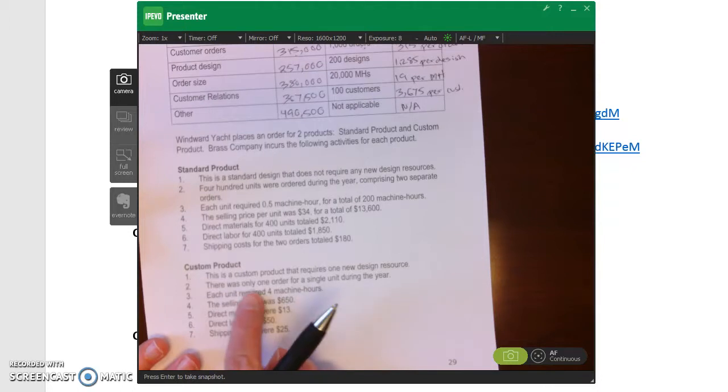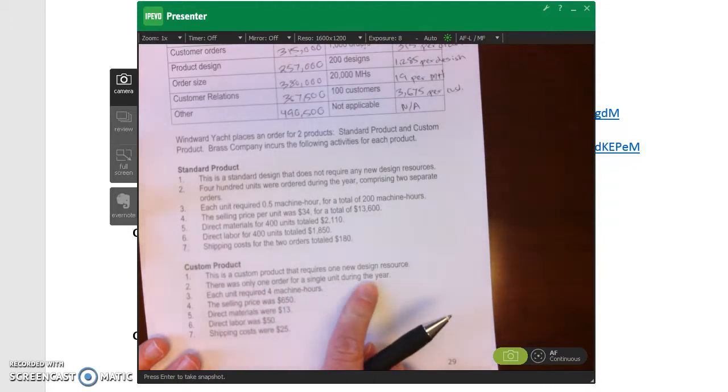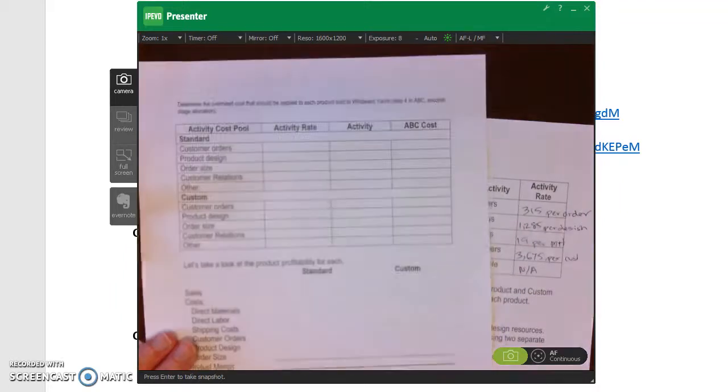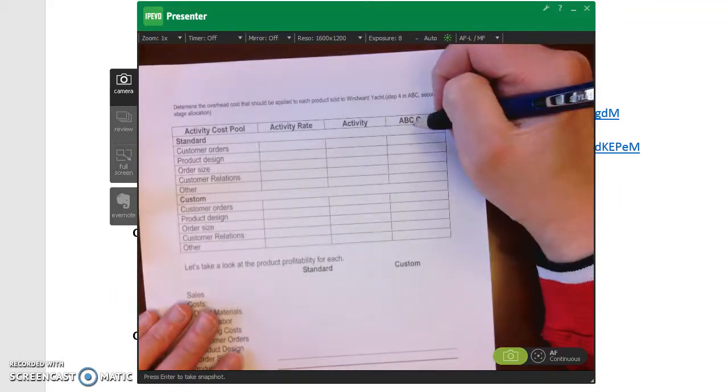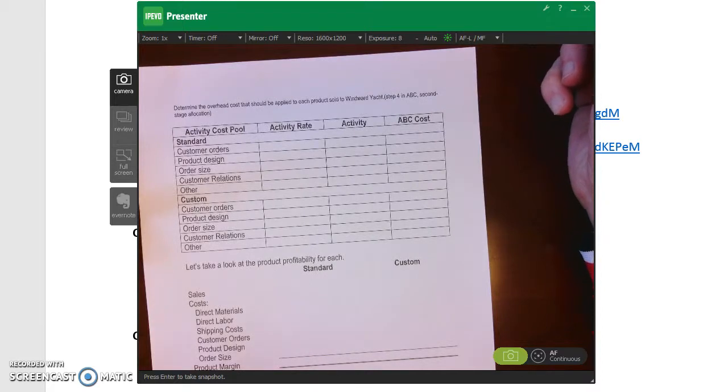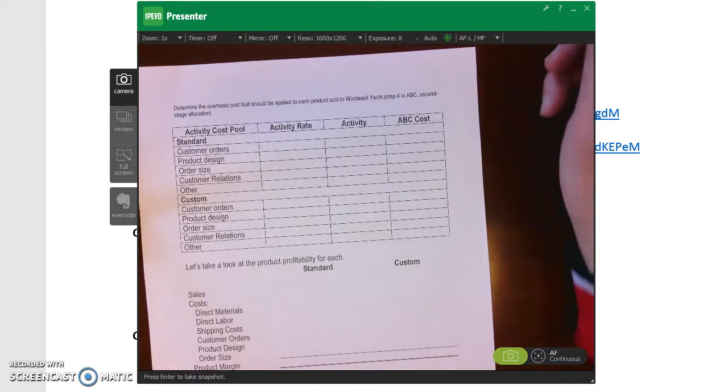Okay, this was one order for a single unit. Okay, so it's one order. Each unit did require 4 machine hours. The selling price was $650. Direct materials was 13. Direct labor, so on and so forth. Okay, so now what we can do is we can come over here and we can allocate out the cost, the indirect cost, to making those two different products, the standard product and then the custom product.